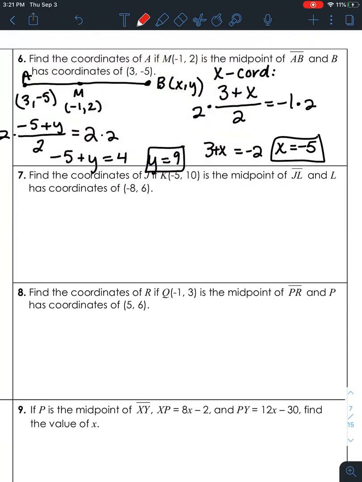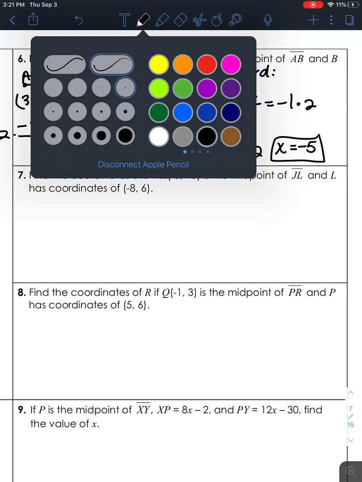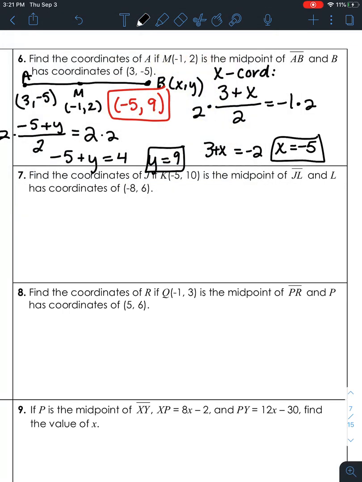I'm going to write my final answer here in red. My x-coordinate is negative 5. My y-coordinate is 9. That is my final answer. Now again, that is for the algebra-heavy concept. There is another way to do this that's visual.